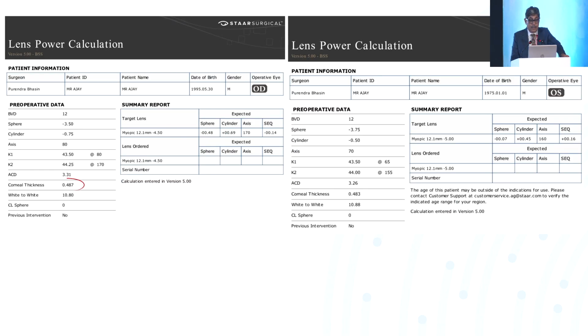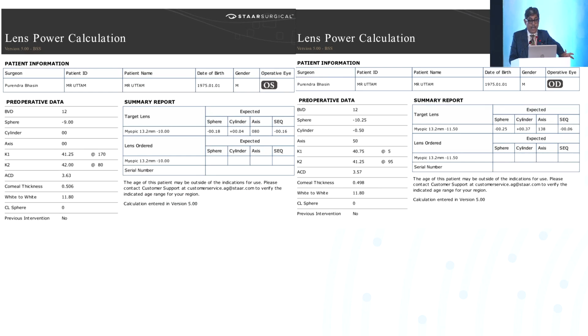So these are other cases. In this particular case, we did it for 3.75 diopters of myopia because the corneal thickness was less. Another high myope case, and these are the other cases.